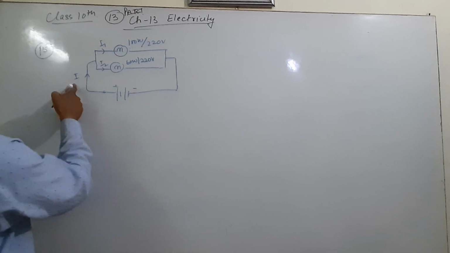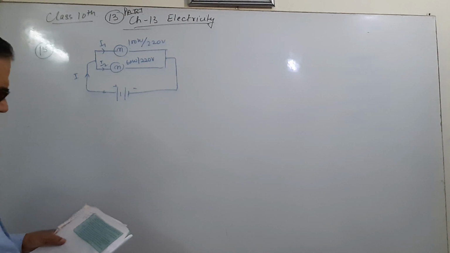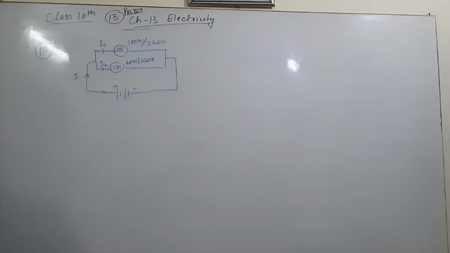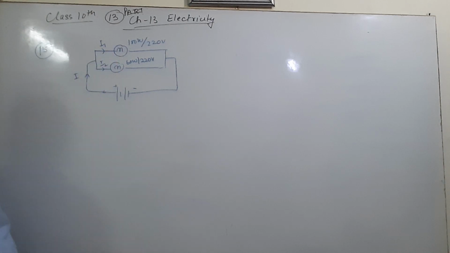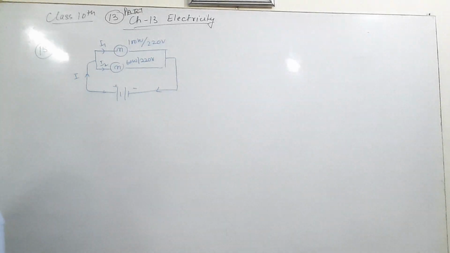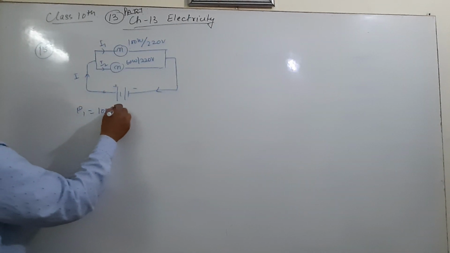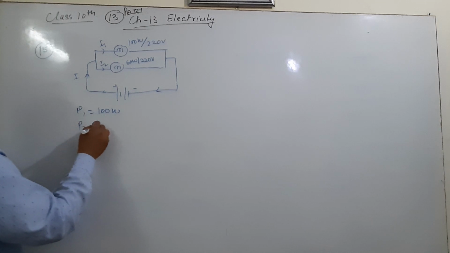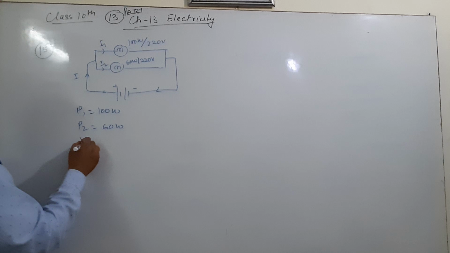We know very well I is equal to I1 plus I2. What is the current drawn if the supply is 220 volt? This supply is 220 volt. That means the voltage is the same, and we know very well in parallel the voltage is the same. Then what is the power? P1 is equal to 100 watt and P2 is equal to 60 watt, and V, the voltage, is the same.